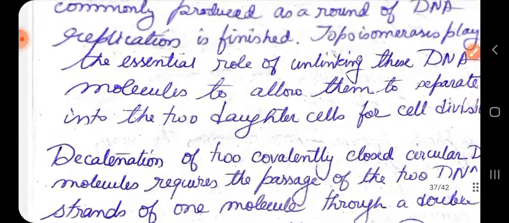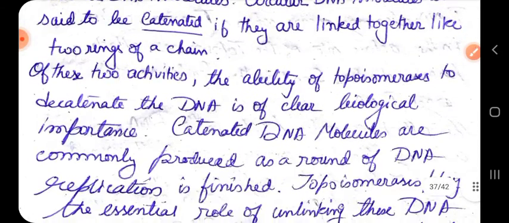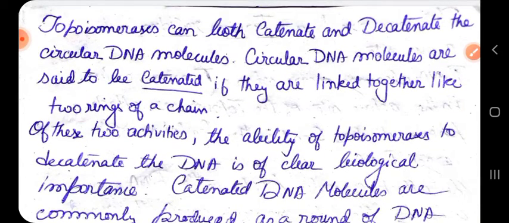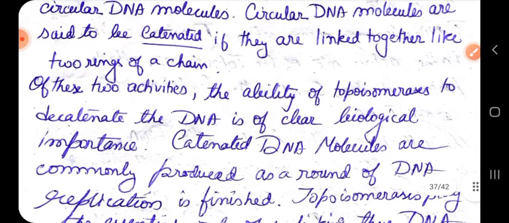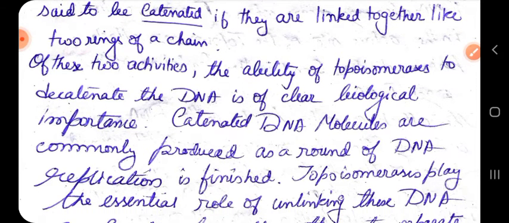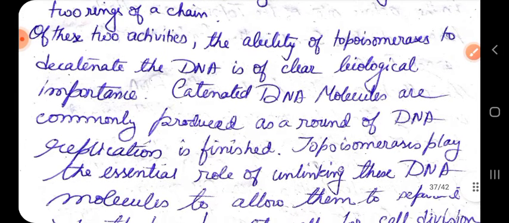The same thing has been written here, that topoisomerase can do catenation and decatenation of circular DNA molecules. Circular DNA molecules are said to be catenated if they are linked together just like two rings of a chain. Of these two activities, the ability of topoisomerase to decatenate the DNA is of special importance, because the DNA which has been prepared during the S phase of the cell cycle, or in prokaryotes which undergo binary fission, budding, that type of process.